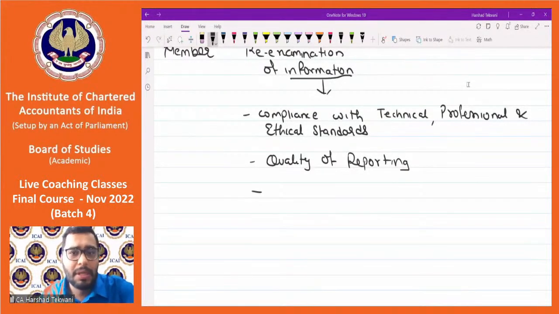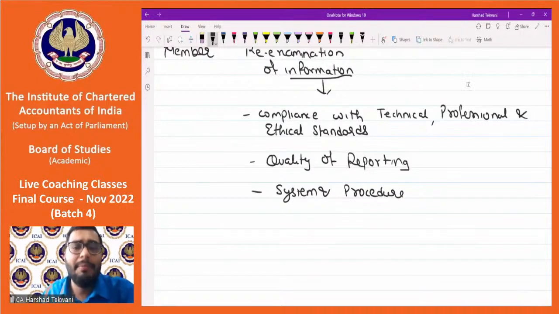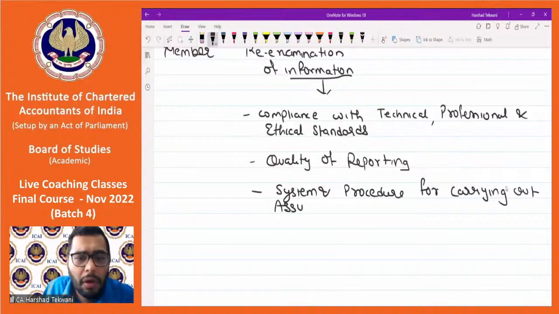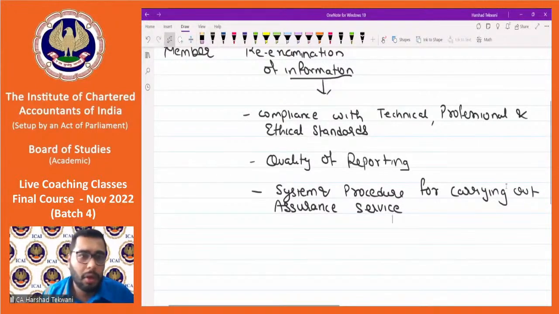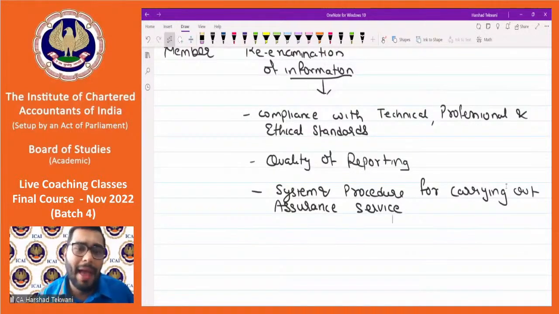Number three, system and procedure for carrying out assurance services. Now, assurance services are where we are providing any kind of assurance in any kind of engagement, for example, audit and certifications. These are the assurance engagements where we are providing assurance service to our clients. So, system and procedure means what is the system that the member firm has adopted to carry out the particular assurance service, from accepting the client till the time of reporting. What are the checks that the member firm has placed for an assurance service.